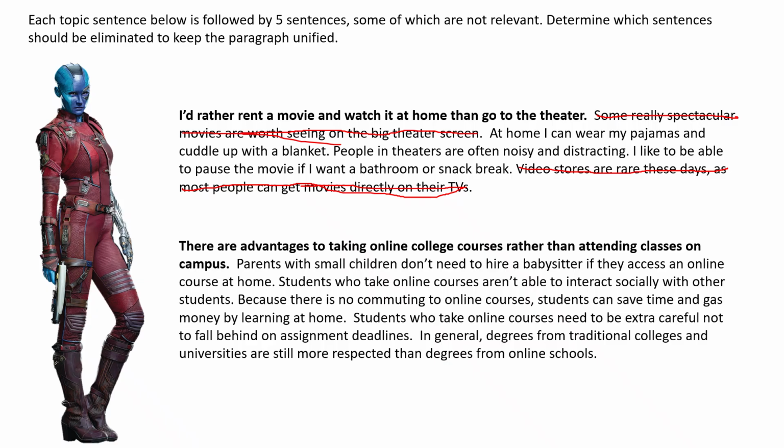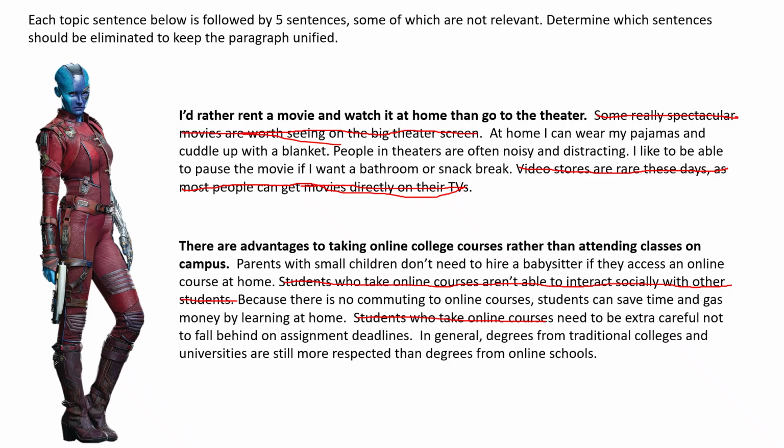Students who take online courses aren't able to interact socially with other students. That is not an advantage, so I'm going to go ahead and get rid of that because that doesn't work to prove our topic sentence. There's no commuting. Students can save time and gas. That's definitely an advantage. And students who take online courses need to be extra careful not to fall behind on assignment deadlines. That's true, but that's not really an advantage.